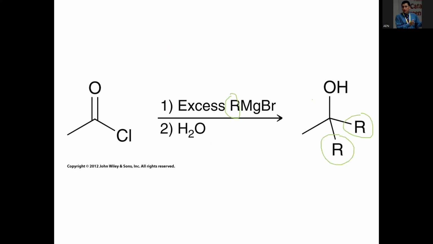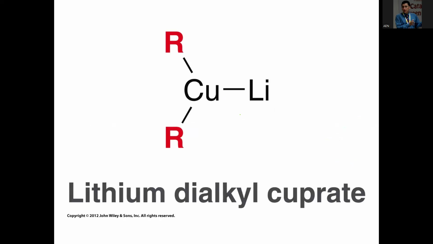Now, what if I don't want to add 2 Grignards? I want to add only 1 Grignard. If you want to add only one alkyl group, then you cannot use Grignard. Grignard is too aggressive. You have to use a nucleophile that is not as aggressive as Grignard. Who is that nucleophile? Cuprates. Lithium dialkyl cuprate is the same as the Grignard, but instead of magnesium, it has copper.